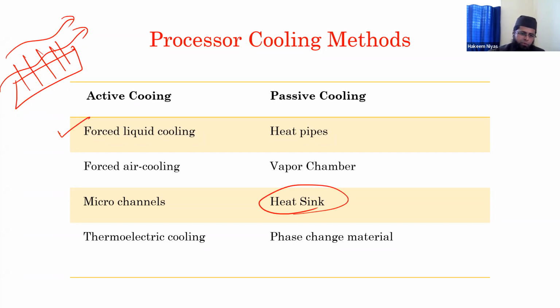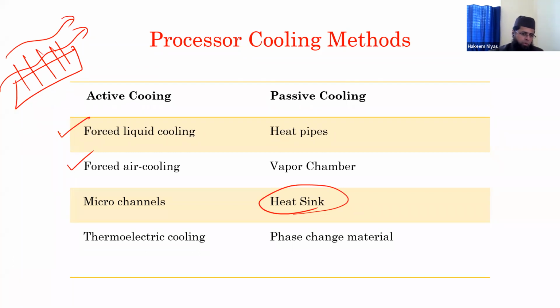The second one is forced air cooling. In normal computers, like our own desktops and laptops, where the heat generation is slightly less, we can use forced air cooling. We have a fan available, so that will be able to cool the processor.